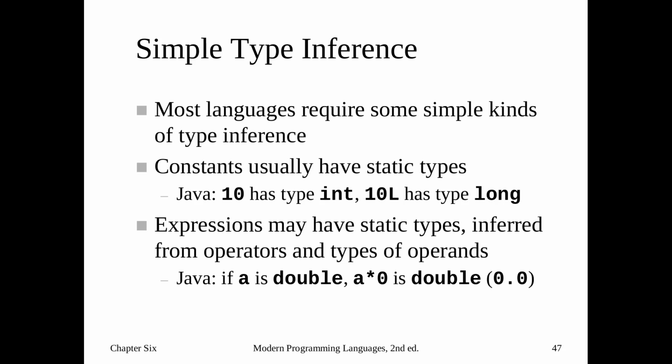Expressions also have static types, or may have static types, and they can be inferred from the operators and the types of the operands themselves. For example, in Java, if a is a double, a times 0, we know that 0 is a double 0. Well, the overall value of this expression will be the value 0.0 as a double, because a was a double, even though 0 itself is actually an integer.